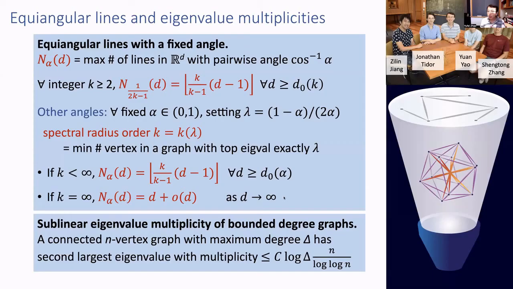Okay, so let me summarize. We saw two results. One has to do with equiangular lines with a fixed angle. Here we solve the problem for fixed angle in sufficiently high dimensions. We tell you what is the maximum number of equiangular lines. And a key step in the solution is the following theorem about sublinear eigenvalue multiplicity of bounded degree graphs. Okay. Let me stop here.